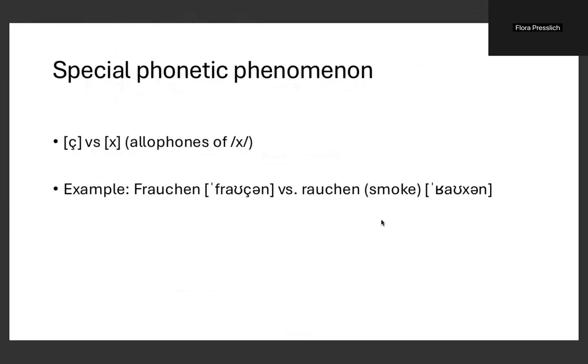These sounds are allophones of the same phoneme. For example, in Frauchen, which translates to the diminutive of wife or woman, the softer h follows a front vowel, while in Rauchen, the h follows a back vowel and is therefore pronounced as the other phoneme.